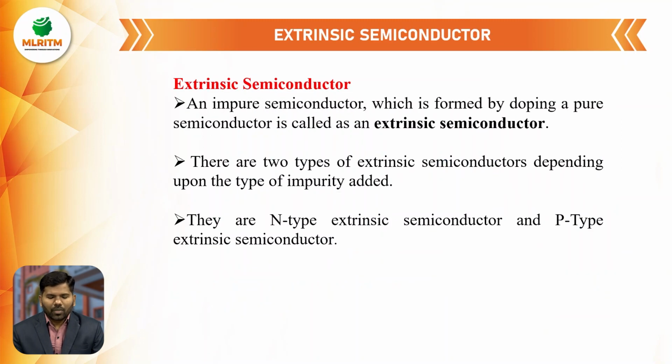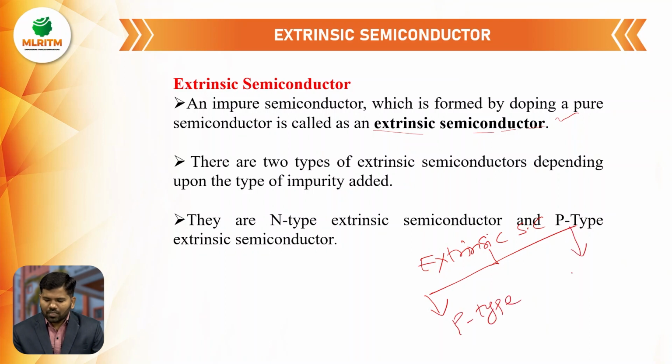Next, extrinsic semiconductors. After adding some impurities to the pure semiconductor, we get the extrinsic semiconductor. An impure semiconductor which is formed by doping a pure semiconductor is called an extrinsic semiconductor material. We have two types of extrinsic semiconductor material: the first one is p-type semiconductor material and the second one is n-type semiconductor material.